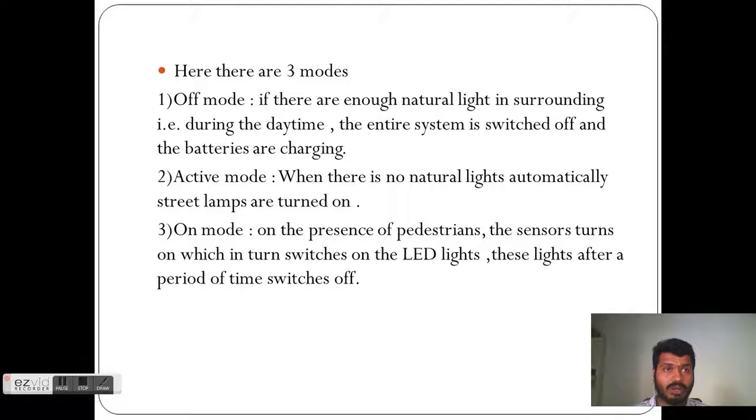Then what is on mode? On mode is where, whenever the sensors detect pedestrians nearby, it switches on the street lamp automatically and switches off after a particular instance of time, so that it could save some amount of energy. And this is the approach which we would be able to follow or implement to save energy.